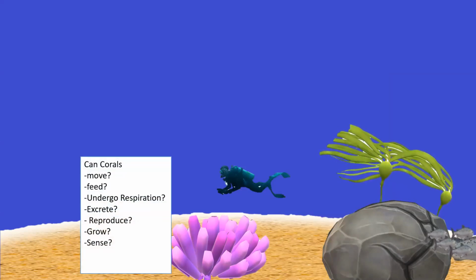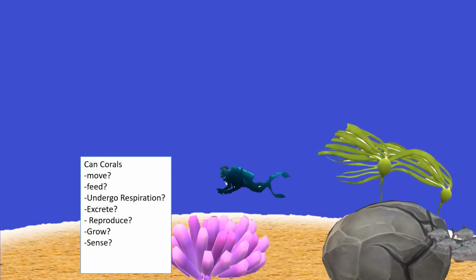Okay, so now we have another question for corals. Can corals move? At first look, we would say no, but you may be surprised to know that corals are living organisms. They have polyps and another organism known as zooxanthellae. So these are organisms that can move at a certain stage of their life cycle.